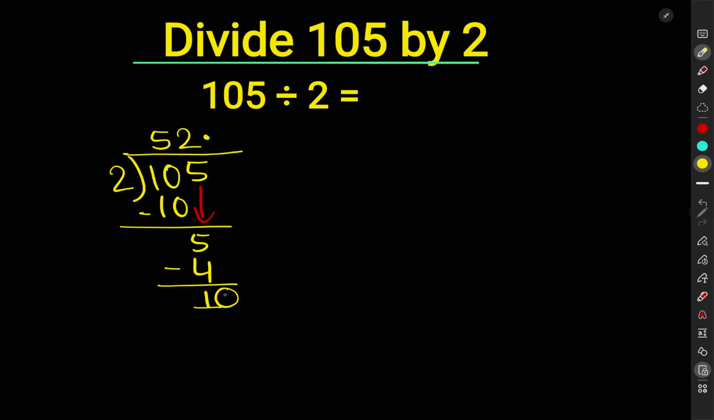So now it becomes 10. So 2 times 5 means 10. On subtracting it becomes 0. So 105 divided by 2, we got 52 decimal 5.